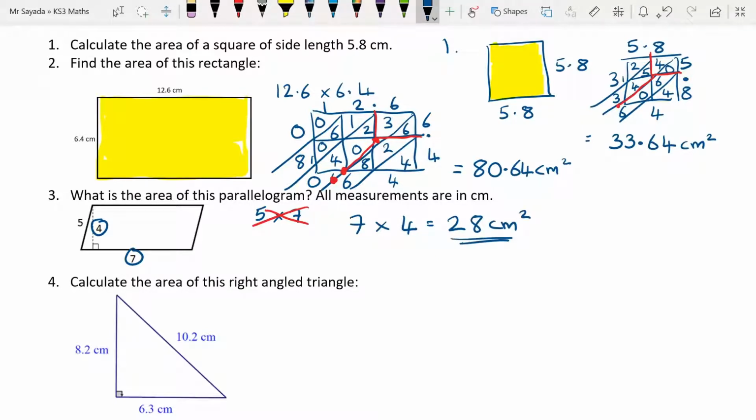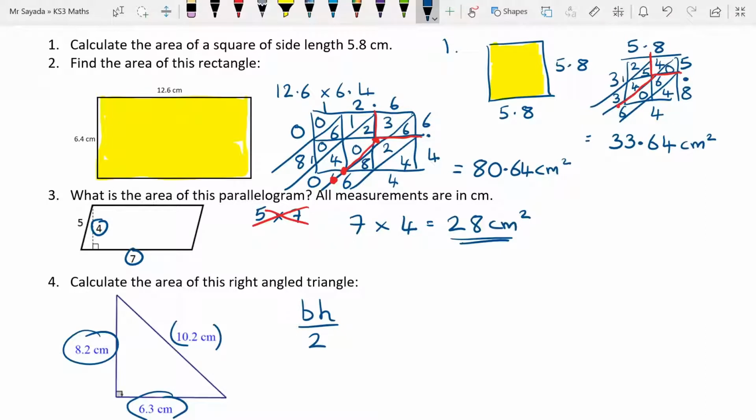And then finally, we have the area of the triangle. So that's going to be base times height over 2. But what is the base and what is the height? So what is the base of this triangle? Say your answer to the video now. You should have said the base is 6.3 centimeters. What is the height of this triangle? Say your answer to the video now. You should have said the height is 8.2. So we can actually ignore this number here. That's a distraction. We don't need to use that.